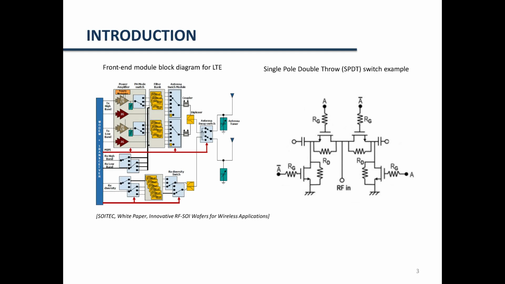Let us start with an introduction. On the left, you have a sketch of a front-end module for long-term evolution for mobile communications. As you can see in this diagram, we have a lot of switches required to connect the antenna to the power amplifiers for various bandwidths. On the right, you have an example of a simple single-pole double-throw switch and how it can be implemented with transistors.